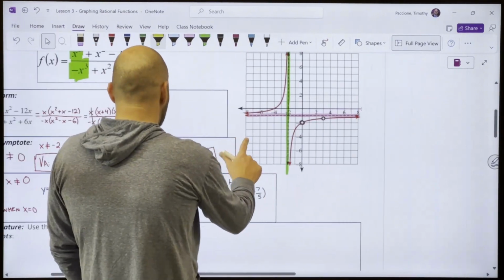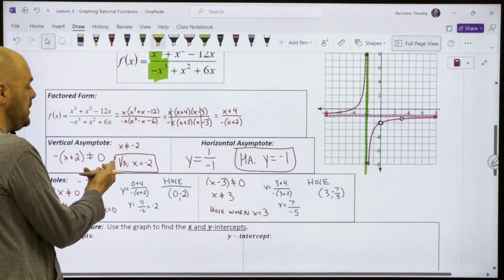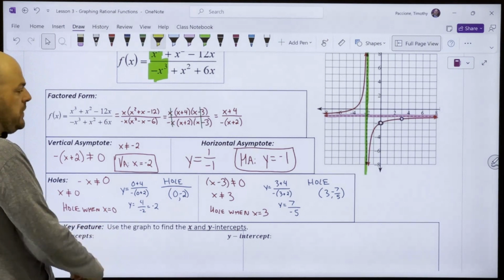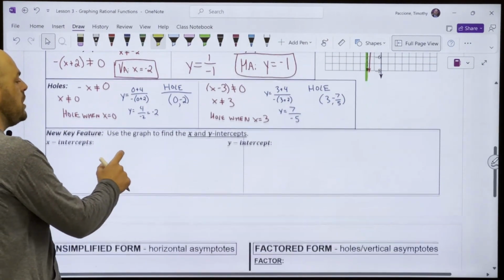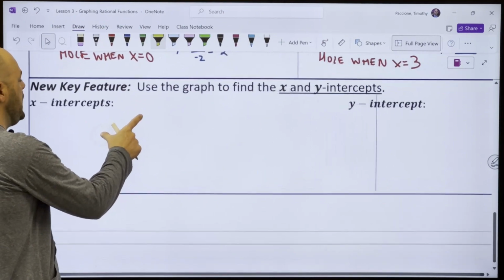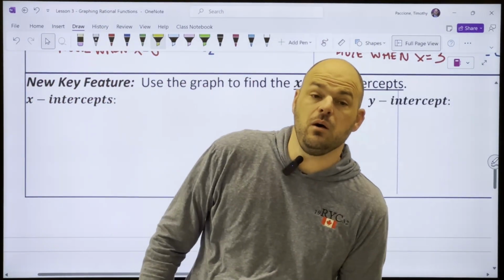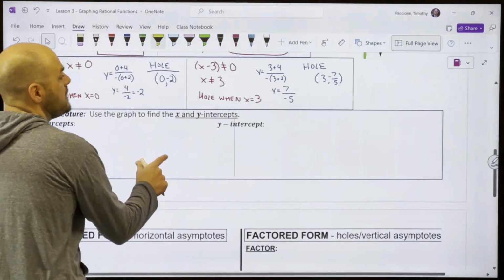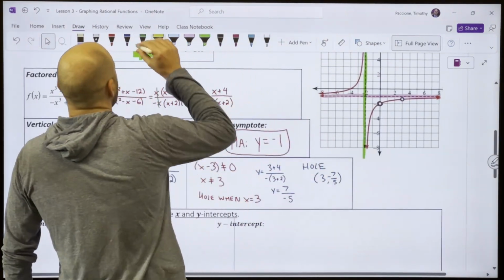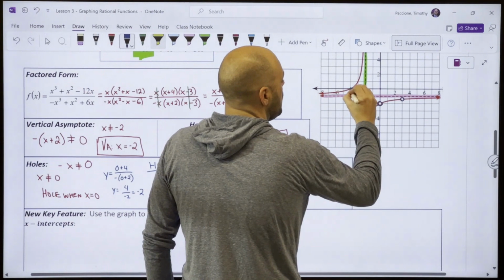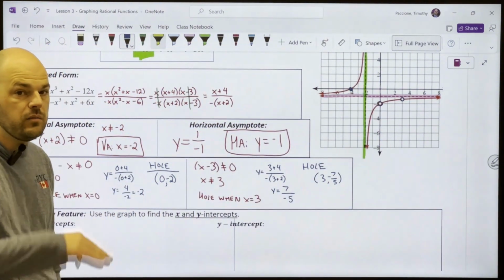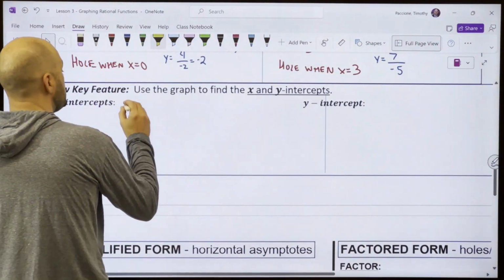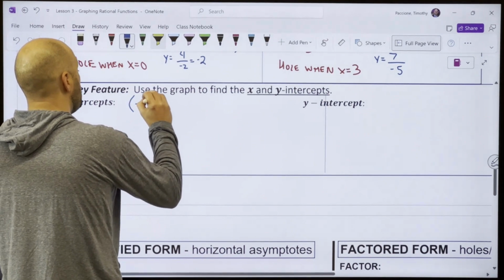So those are the three pieces that we talked about last class: finding the vertical asymptote, finding the horizontal asymptote, and finding the holes. But we're going to add some new features, and we're just going to grab these from the graph, and then prove that they're true. So x-intercepts, obviously knowing them would be helpful. What makes something an x-intercept? Well, x-intercepts happen when y is 0. So let's cheat a little bit here. This is a y of 0, right on the line, and it's at (-4, 0). So we're stealing this from the graph. We know our x-intercept is at (-4, 0).